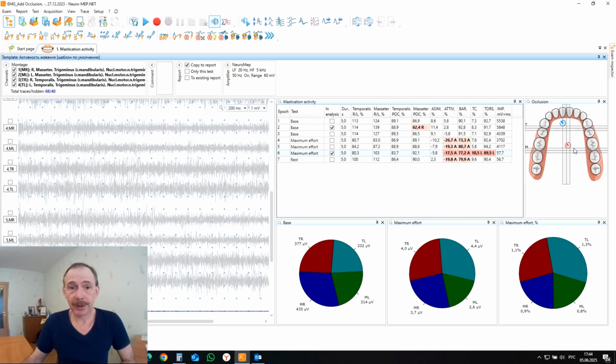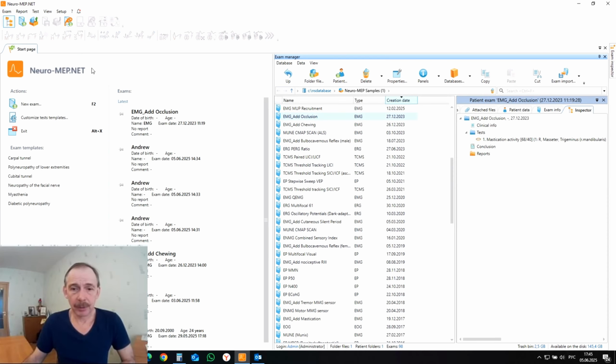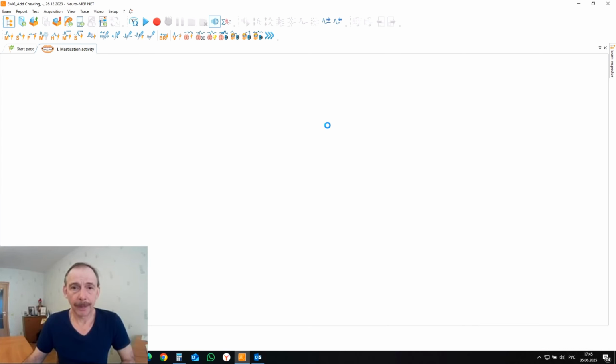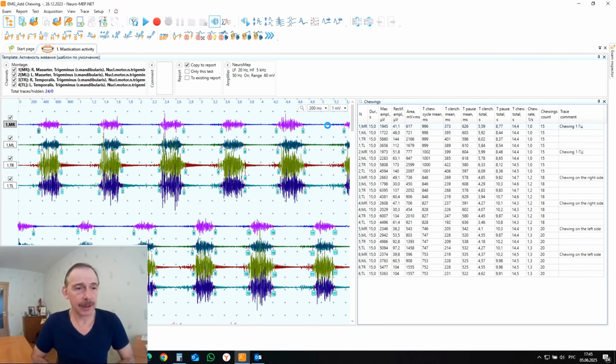In this way, we can analyze the mastication activity. You can record as many curves as you like, but you can choose only one maximum curve to analyze, so it will be included in the protocol. Now let's see what we have for chewing. Let's open up the already prepared mastication exam, and here we have different chewing movements recorded.